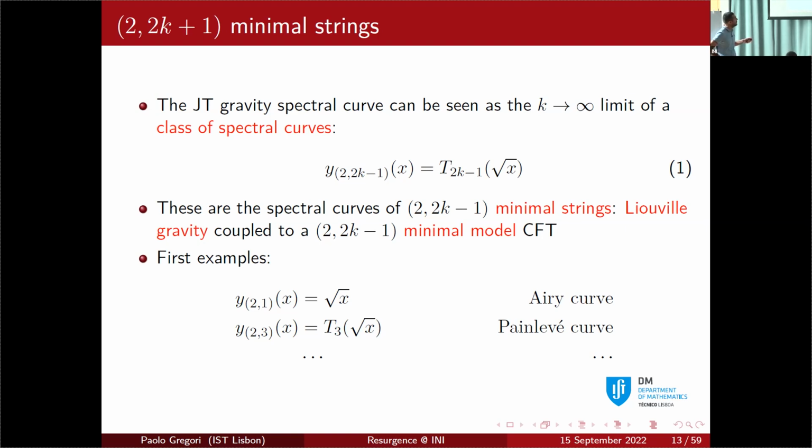So the story of the relationship between minimal strings and certain double-scaled matrix models is a long story. It has been known for a long time that they have this kind of spectral curve, which is given by a Chebyshev polynomial of degree 2k minus 1. They essentially constitute a hierarchy of models that one can study and that we did study. The first few examples are the Airy curve, which is the simplest one you can imagine. And then, for example, already the second example is the Painlevé curve. Painlevé in the sense that if you compute the free energies from this spectral curve, and then compute the specific heat from those free energies, the specific heat satisfies the Painlevé string equation.